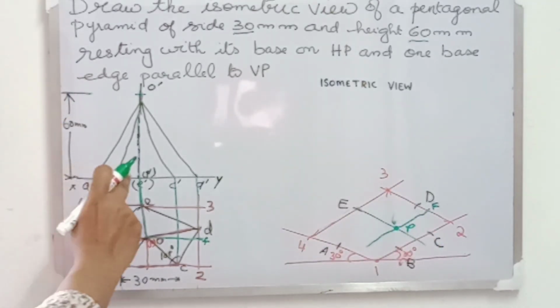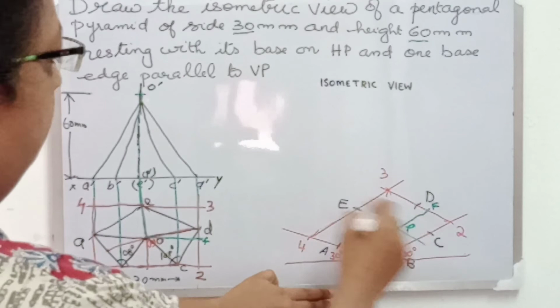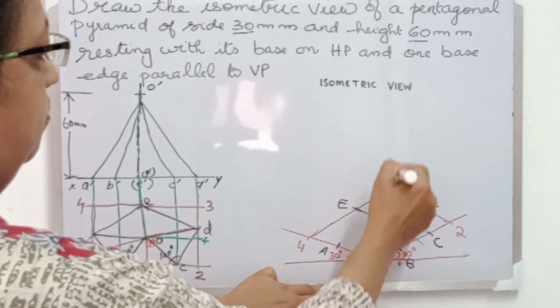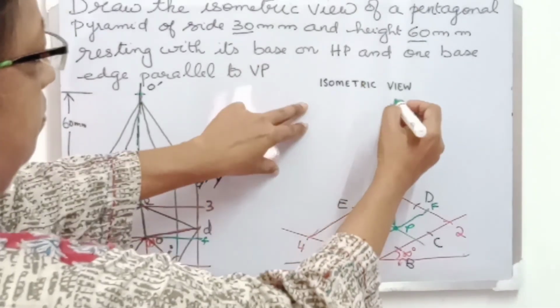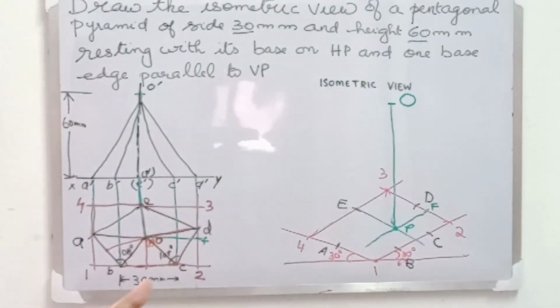Next, we know the height of the axis is 60 mm, and since it is a vertical line, we know in isometric views vertical lines will remain vertical. So just draw a vertical line from P and at a distance 60 mm mark O on it. This is the apex of the pyramid.